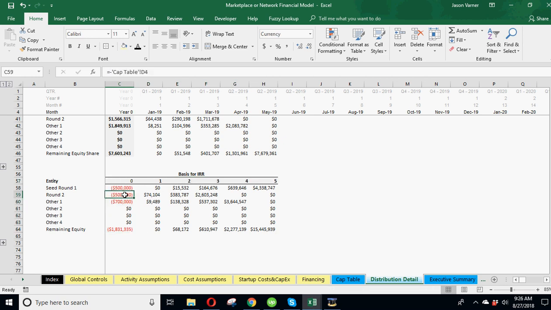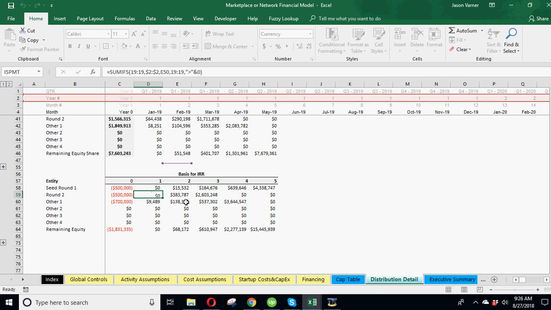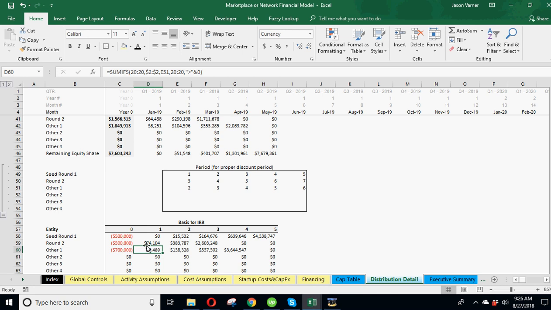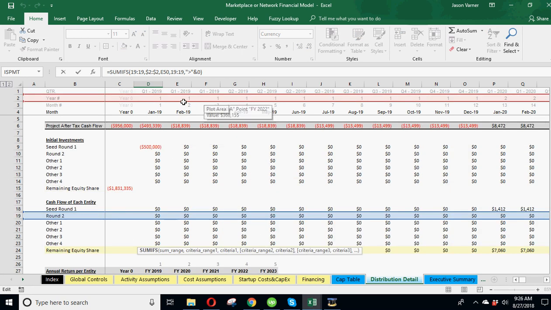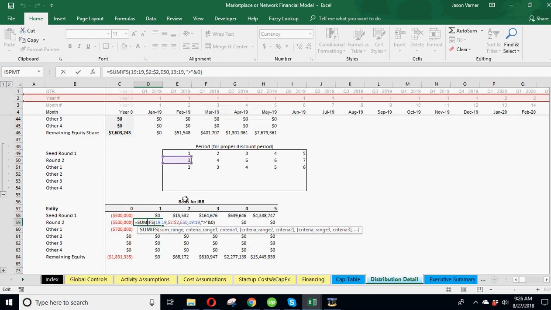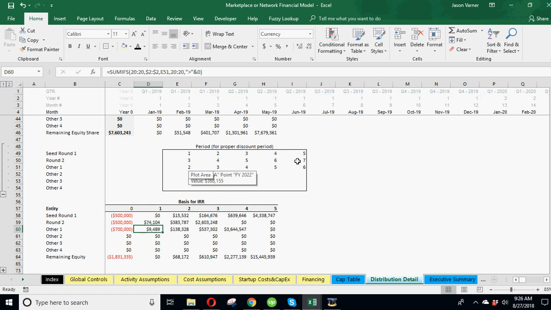And so round two doesn't actually come in till the third year. So their period one is actually going to be cash flows from the third period. If I expand this, this actually sums up cash flows for round two based on the year being year three. And you can see 4, 5, and this goes up to 6, 7. Because there's obviously no 6 or 7, that's why you see zeros here. But that's the only way to make the IRR actually make sense. And so we can take into account timing and different things, which is huge for strategy.